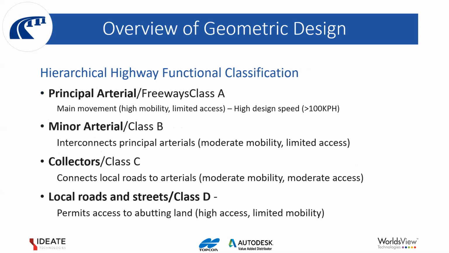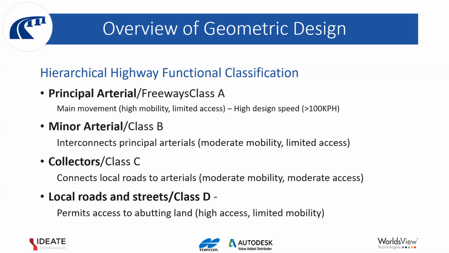So in terms of hierarchical highway function classification, this also varies, where different roads are classified depending on the regions and on countries. Internationally, the most recognized are the principal arterial or freeways, which here locally in Kenya we classify as class A roads. But basically, they are meant to provide very high mobility with limited access. And therefore, it means that there is high design speed, sometimes even more than 100 kilometers per hour.